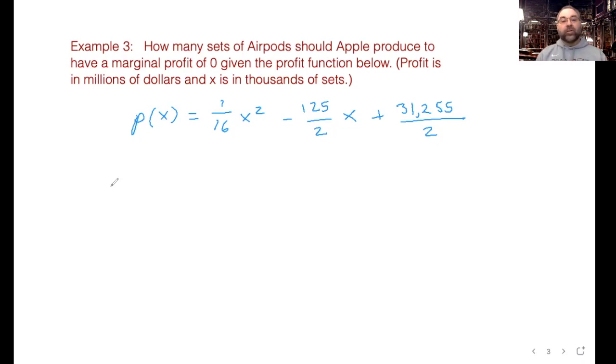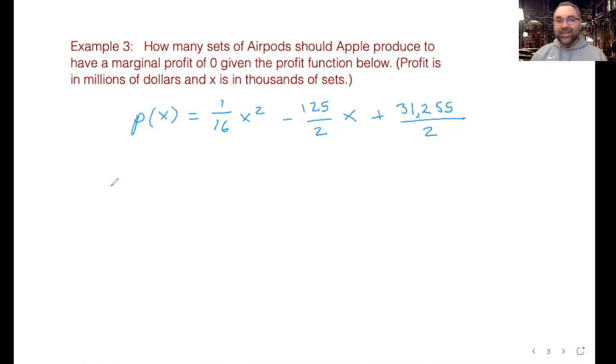So what they'll oftentimes say is something like this. I completely made this up on my own here. But it says, how many sets of AirPods should Apple produce to have a marginal profit of 0, given the profit function below? So they're talking about the marginal profit, the profit from adding one more set of AirPods, is 0.